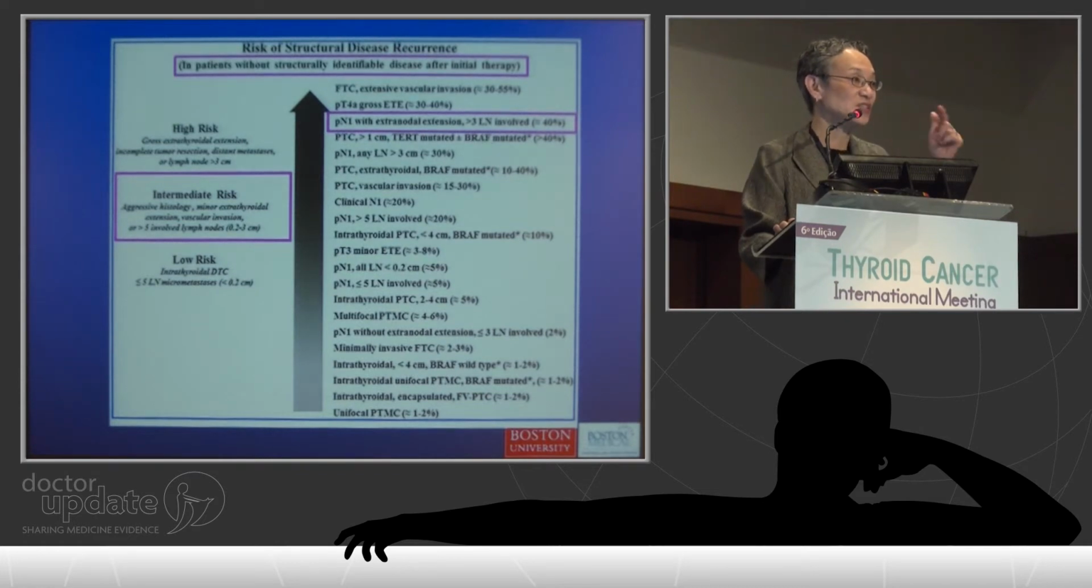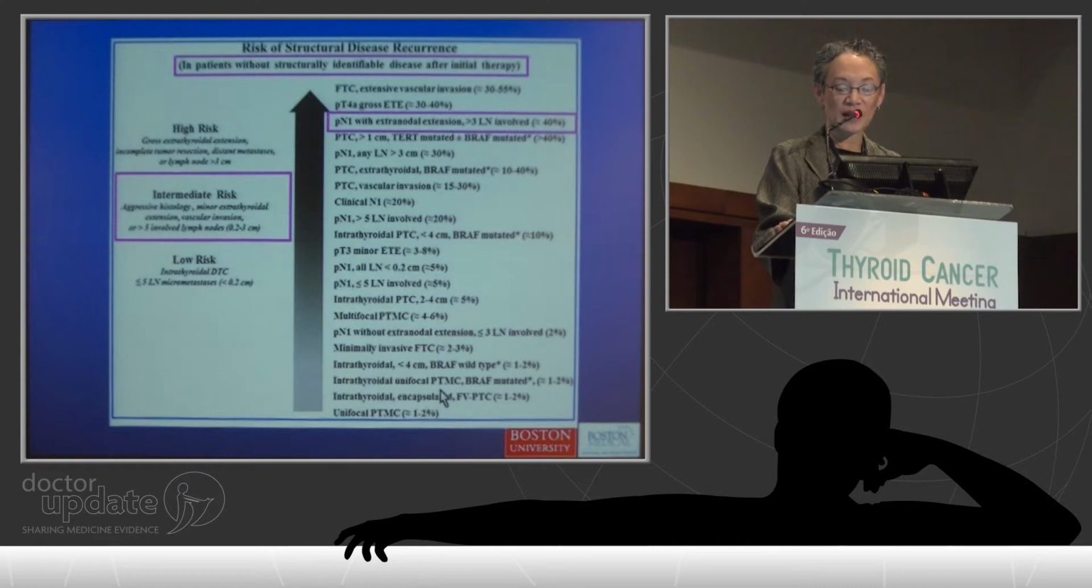So she's actually, even though she's intermediate, sort of high up on that intermediate list. Now I just want to point out to you at the very bottom, if you have an intrathyroidal tumor, less than 4 centimeters, BRAF wild type, the risk of recurrence is 1 to 2%. So again, we get worried when patients have a 2.5 centimeter nodule or a 3 centimeter nodule, but in fact, up to 4 centimeters, the risk of recurrence, wild type BRAF, intrathyroidal, no extension, is actually quite low. This is worthwhile looking at because this is the majority of the patients that we have.